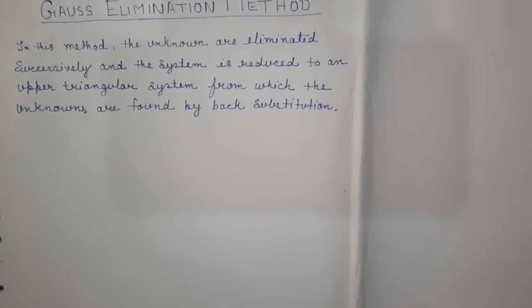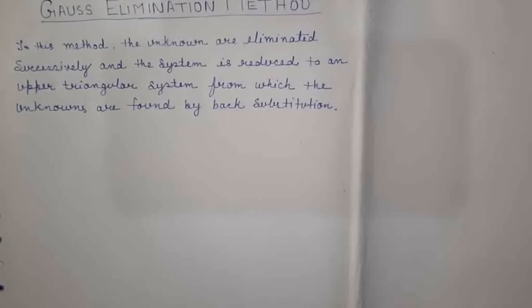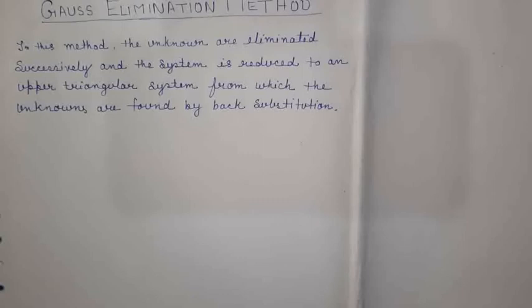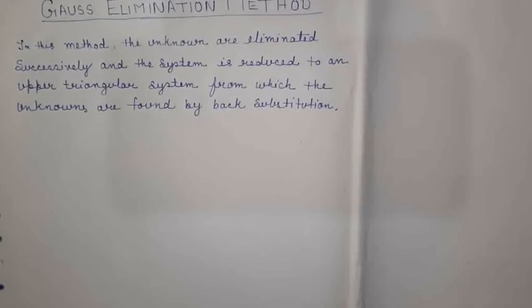Hello students, today we will study the Gauss elimination method. In this method, the unknowns are eliminated successively and the system is reduced to an upper triangular system, from which the unknowns are found by back substitution. I'll explain the meaning of this whole sentence with the help of one equation, through which you will understand how we will eliminate successively and how that system of equations will reduce into an upper triangular system.